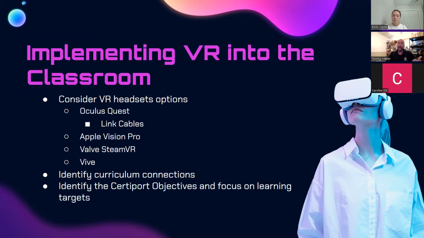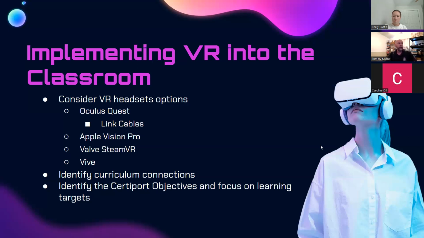Oculus makes a link cable. Anchor makes a link cable. The Anchor link cable is very affordable. It's about $20 for a 10-foot one. You can buy up to 20 feet. I think they're around $30.